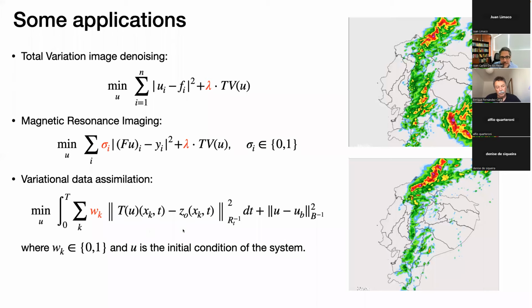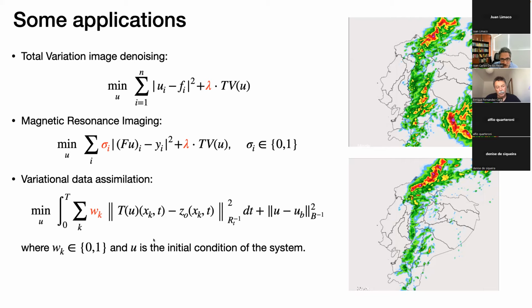And typically, the question here is where to locate the stations in a better way, so that you can reconstruct the initial condition optimally. So these data assimilation problems have two different terms. The first one relates to the observation and the matching with respect to the dynamics that you can observe. This w_k is either zero or one, depending on whether you observe or not at a given geographical point.